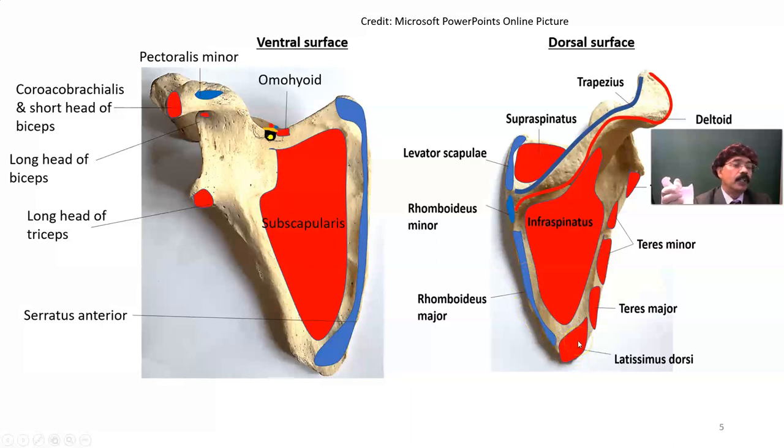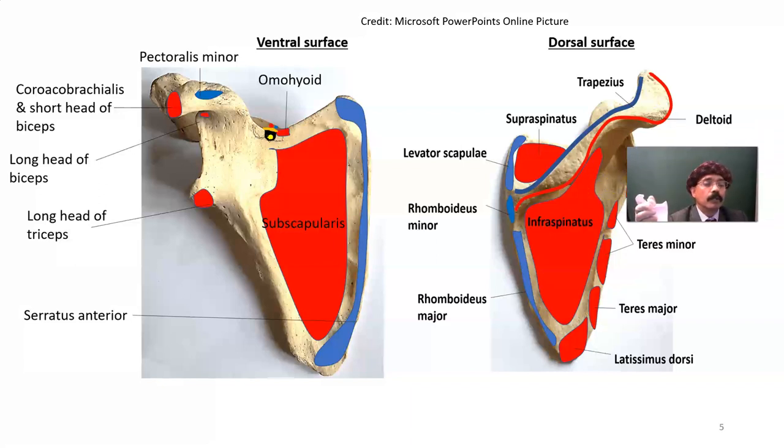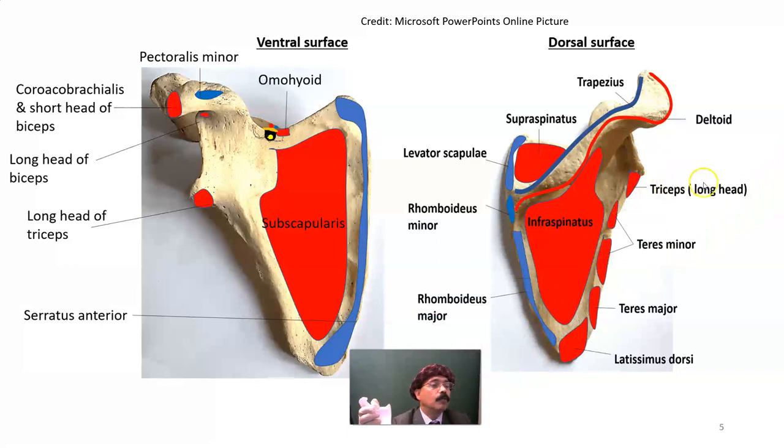Latissimus dorsi also has another origin. This is one of the origins. This is the teres major, innervated by the lower subscapular nerve. Teres minor, innervated by the axillary nerve. This is the infraglenoid tubercle area and origin of the long head of the triceps, nerve supply by the radial nerve.